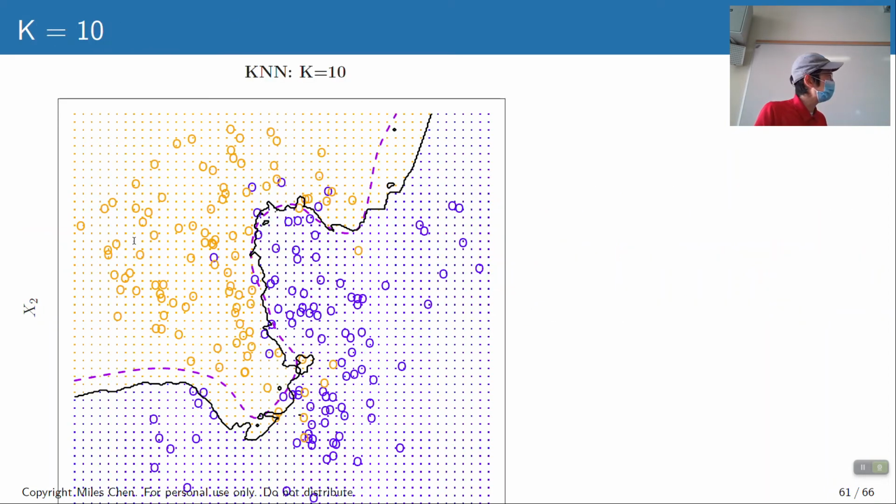Here's something in between, k equal to 10. And here's the boundary, and we can see this boundary ends up following the true boundary pretty closely. There's certainly a little bit of difference there, but overall we can imagine that for different data sets the amount of variance is probably not going to be as drastic as k equal to 1.